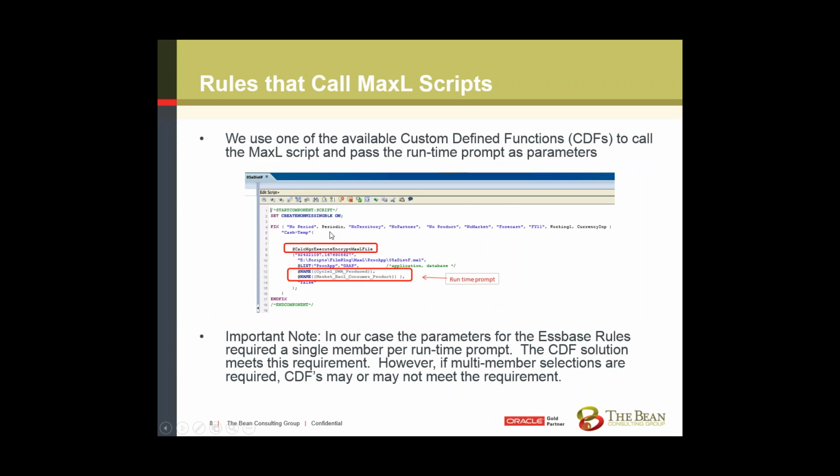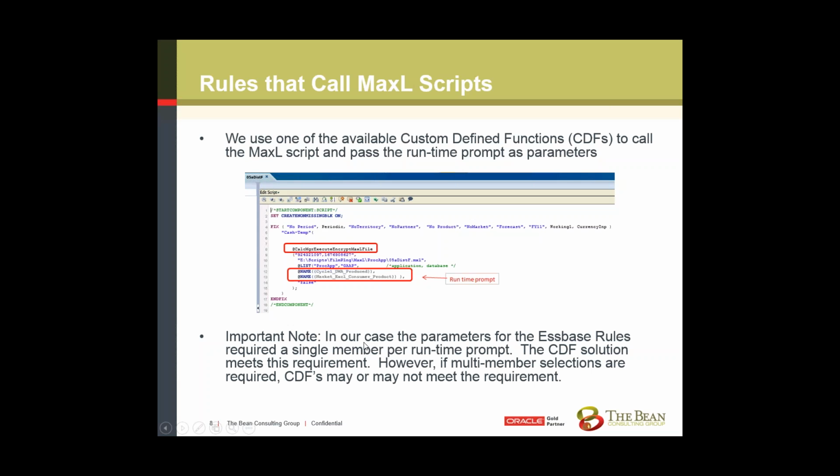In this case, the fix doesn't really matter, because you're ultimately going to be executing a separate calc script that exists on the Essbase server, and those are passed as parameters here. So you pass in the name of the MaxL script that you're going to run, and then any runtime prompts that might have existed in the original Essbase business rule. You pass those in as parameters here, and that's all part of Calc Manager, this custom-defined function that we use.